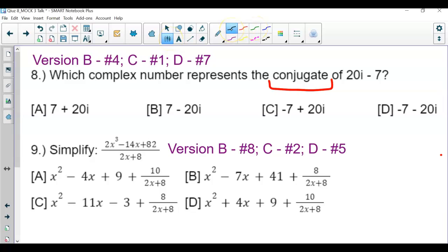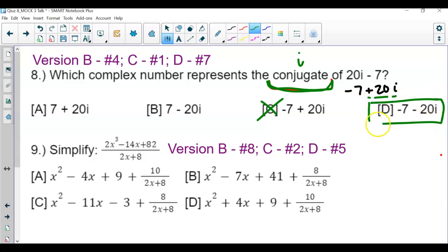Well, first off, I'm going to go ahead and notice that this is the same as -7 plus 20i. So the answer cannot be C because that's the same exact thing that I gave you. The conjugate is when you change the sign of the imaginary part. So in this case, instead of positive 20i, it needs to be negative 20i. That's why the answer here was D. That is the conjugate.